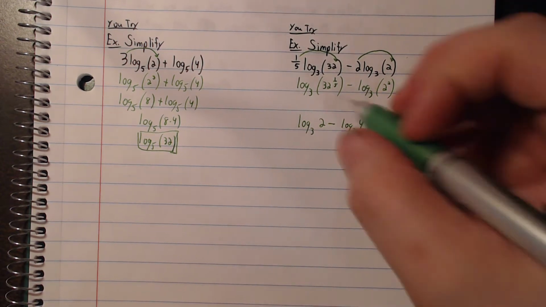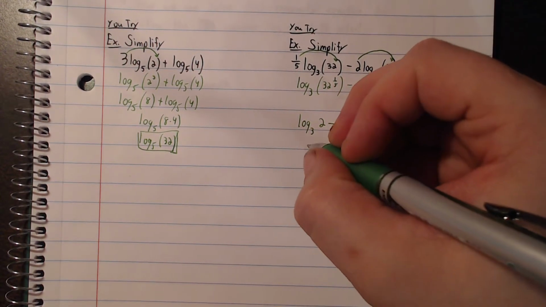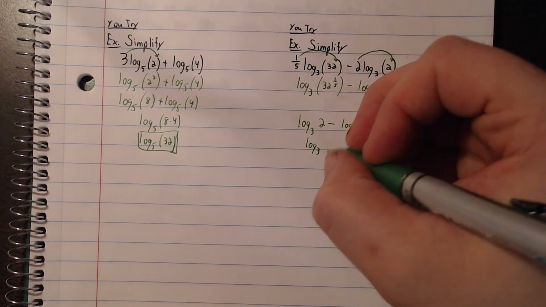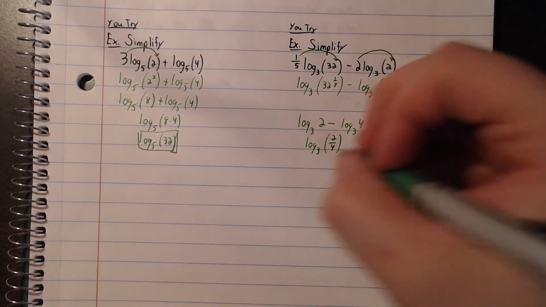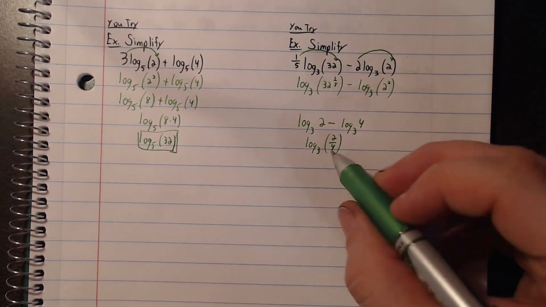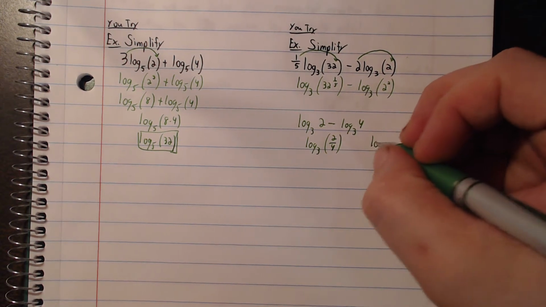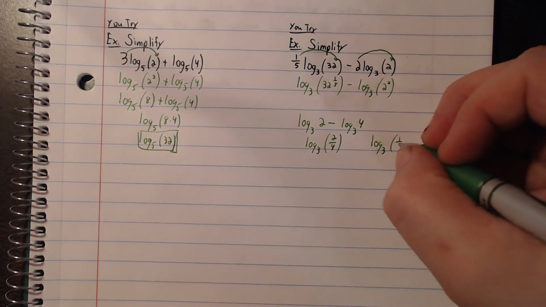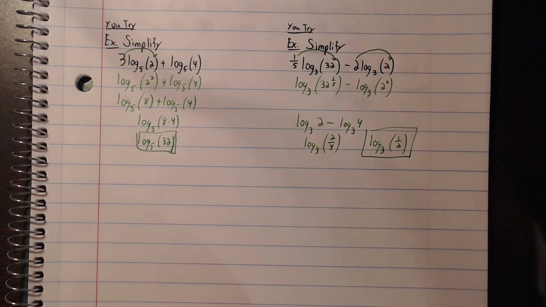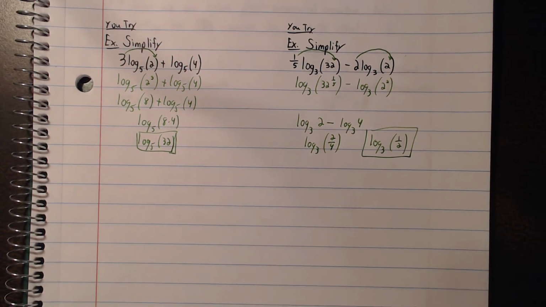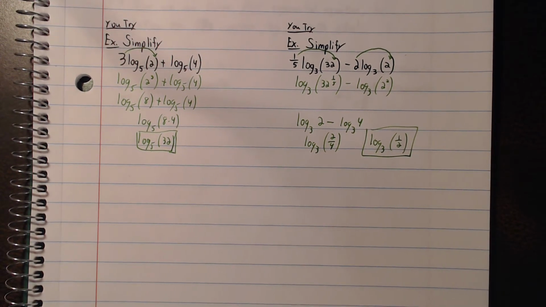Subtraction is quotient, so we've got to divide 2 by 4. And we can still simplify. 2 over 4, that's going to simplify to 1/2. Log base 3 of 1/2. I'm hoping that you got those problems as well.